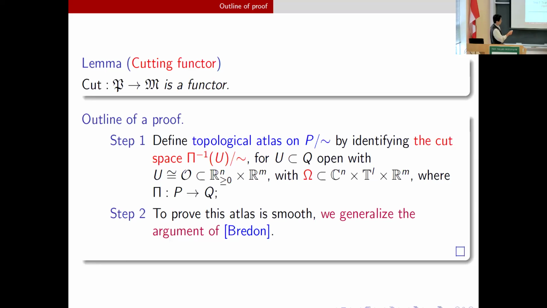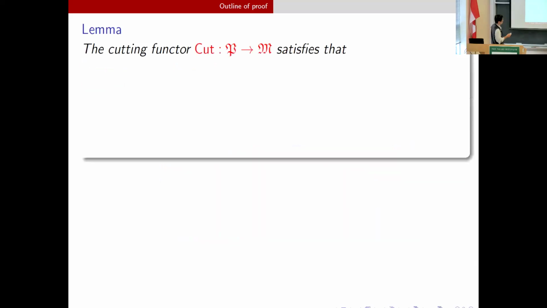Okay, so then we get that diffeomorphism goes to equivariant diffeomorphism, which is not so difficult. So we get that this is a functor. Okay, so this is the first result. And the next lemma is that this cutting functor satisfies the following things. The first one is that it is essentially surjective. It means that for any locally standard T manifold, there exists a principal bundle whose cut space is equivariantly diffeomorphic to M. We can prove this in the next step.